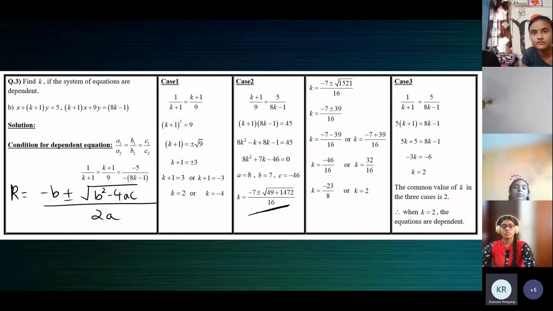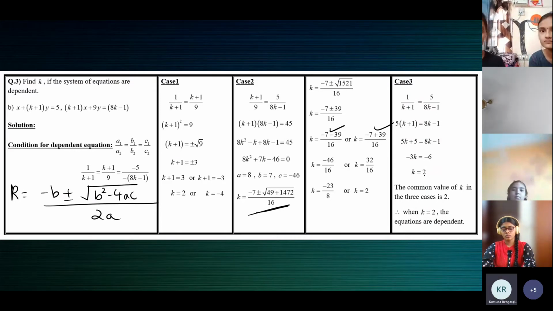So when you work that, you get k equal to plus or minus 39. You must take once with minus 39, then with plus 39. Anything can be done first. Minus 7 plus 39 by 16, minus 7 minus 39 by 16. Anything can be done first because it's plus or minus. So once with plus 39, once with minus 39. So you get two values for k: minus 23 by 8 and 2.